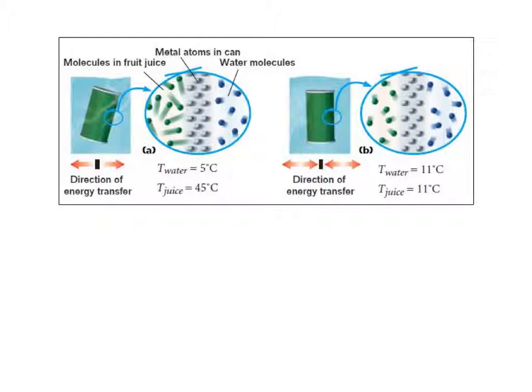Look, how much did the ice increase its temperature by? From 5 to 11. 6. And then look at the juice from 45 to 11. 34 degrees. So the ice went up by 6. The juice went down by 34. The ratio of 34 to 6 is about 1 to 5, 1 to 6-ish. So that means there was probably 6 times as much ice as there was cans of soda. The mass of the ice was probably 6 times that of the can of juice because of the ratio of how much temperature change there was. Huge temperature change for the juice, not much for the ice at all. Okay?